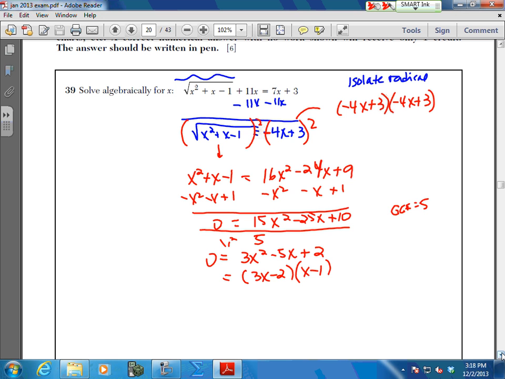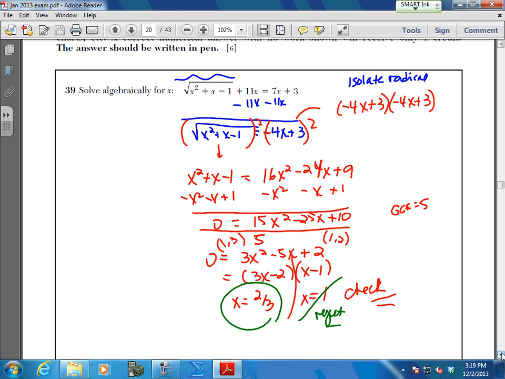3 is a prime, 2 is a prime. There's not too many tries you're going to have to take to get that to work. Set them equal to 0. And remember, because we manipulated this radical, you need to check both answers. Bring them back to the original problem and check. This one will fail. We have to reject this one. And so therefore, your answer is just this. So this completes the January 2013.